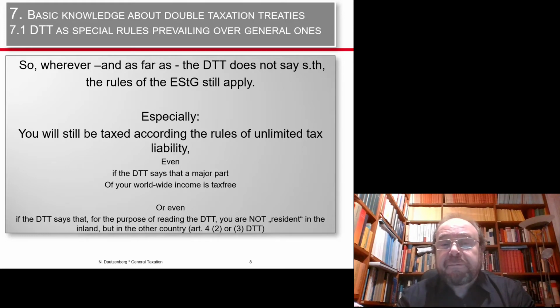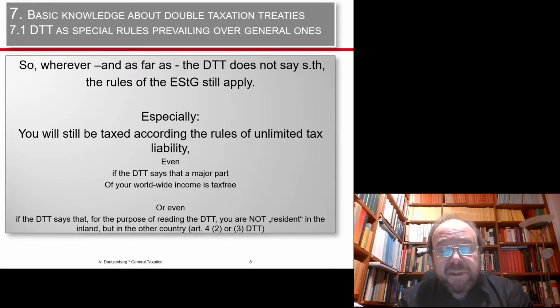Even if in the double taxation treaty, somebody has two houses, one in Germany and one in France, and now the double taxation treaty says, for reading the double taxation treaty, do as if that person only lived in France, were resident in France for the double taxation treaty's rules. Then that does not turn you into a limited tax liability taxpayer in Germany, because the double taxation treaty clause on residence is explicitly limited to the application of the Double Taxation Treaty.